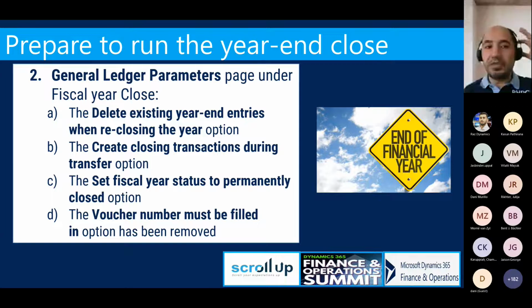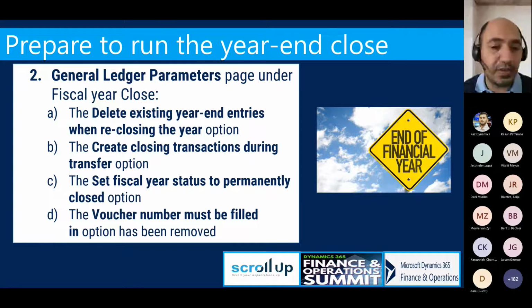Okay, the fourth validation that you need to do in the general ledger parameters before you run your year-end close is the voucher number must be filled in. Now it's not to be validated anymore. It was before, and with the new enhancement, after you apply the feature management and the new features, the voucher number will be filled when you run the year-end close. So you don't have to worry about this.